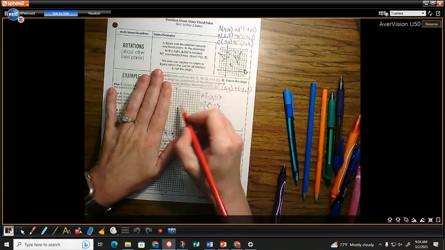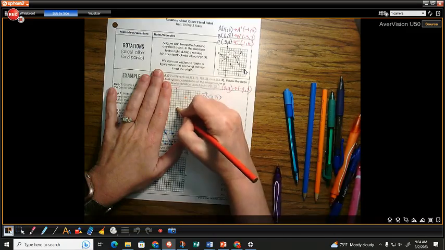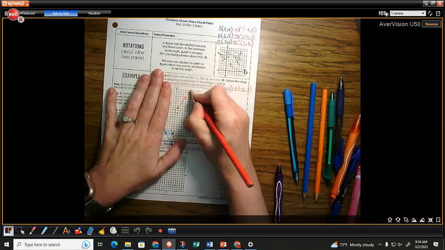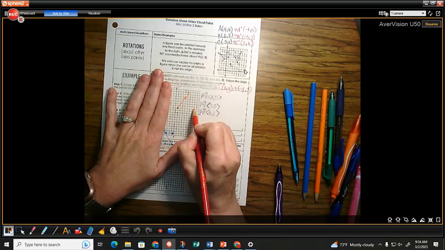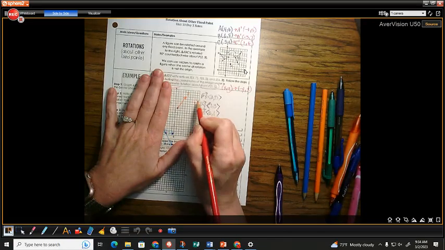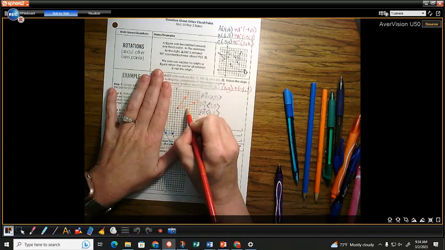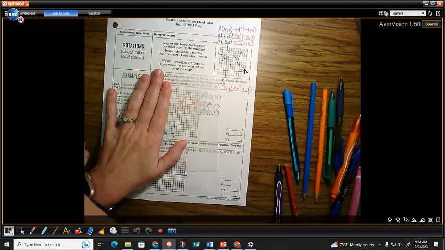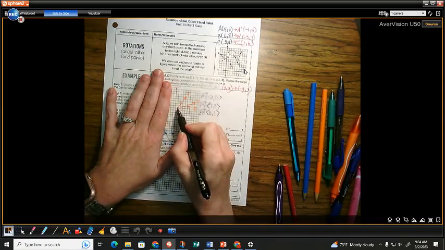So my first vector goes over 3 and up 1, 2, 3, 4, 5. There's my first vector, and it goes to P. My second vector goes over 7 and up 3 to get to Y, and then over 5 and up 1 to get to Z. Those are my vectors. Oh, look! The center of rotation is right here.